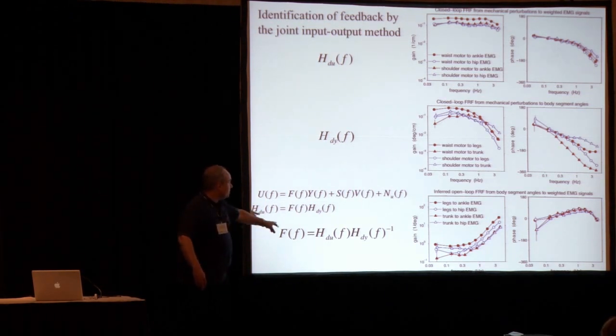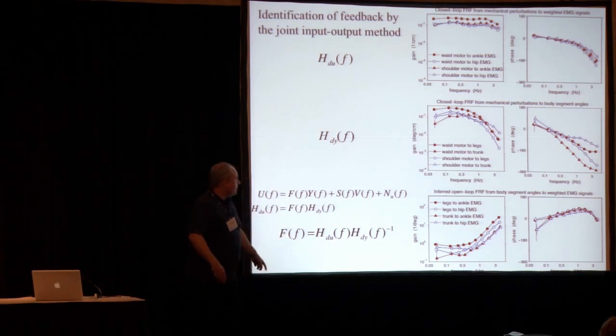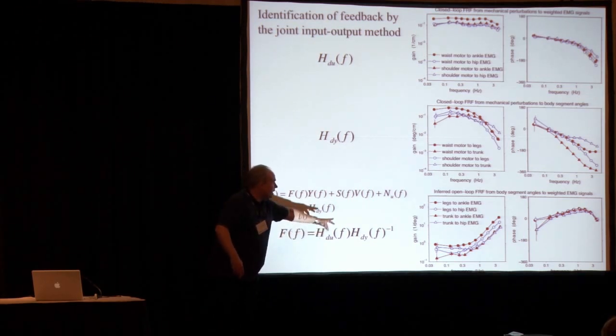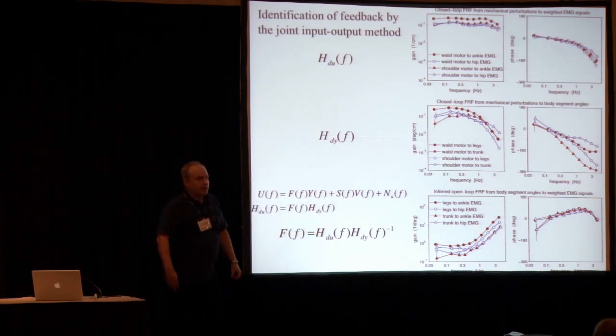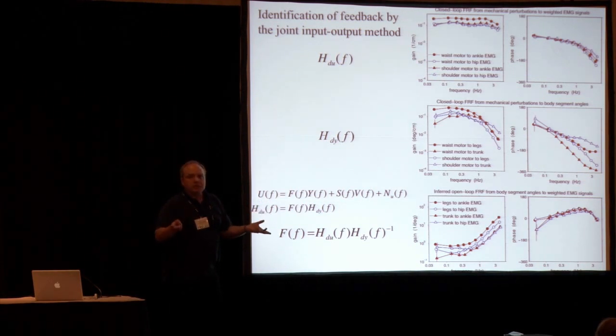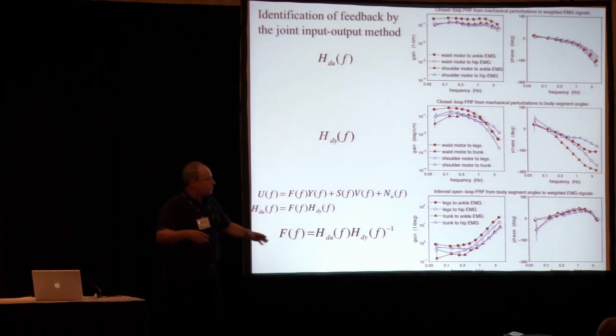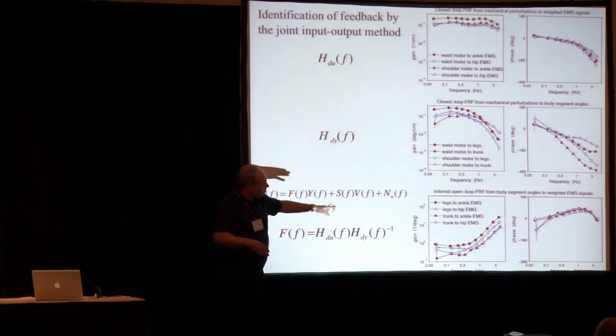So you can solve for feedback by taking the EMG response times the inverse of the kinematic response, which is shown on the last row, and that's feedback. So at this point, you get something which is relatively easy to interpret. In the previous study, we showed that this feedback looks roughly like optimal feedback, in which you mainly try to minimize muscle activation. So you can see it looks kind of like PD control.